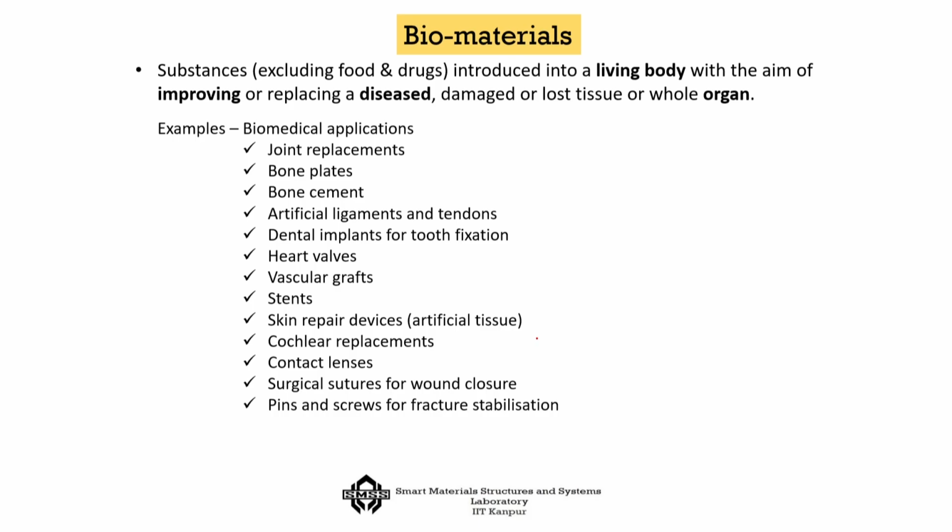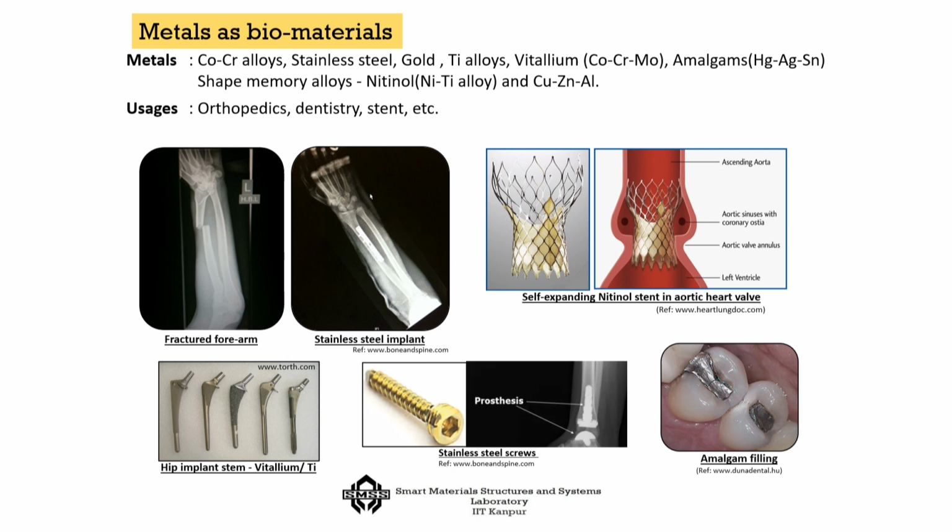So, biomedical applications would include joint replacement, bone plate, bone cement, artificial ligament, heart valves, stents, cochlear replacements, and then of course contact lens, surgical sutures and all sorts of things. Now, in this case, the materials are slightly different from what we have earlier considered: a new group of alloys like cobalt chromium alloys, stainless steel, titanium alloys, vitalium, another very interesting alloy, and amalgams, which are made of mercury, silver and stannum.